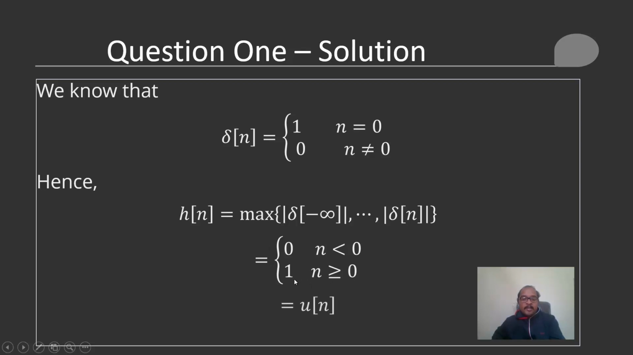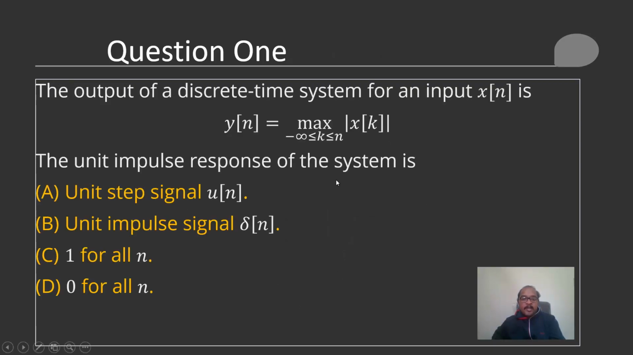This is nothing but our unit step signal u of n. So, in summary, the impulse response of the system is given by h of n equal to u of n, and hence we have to choose choice A as the right answer. Hope you have understood the solution.